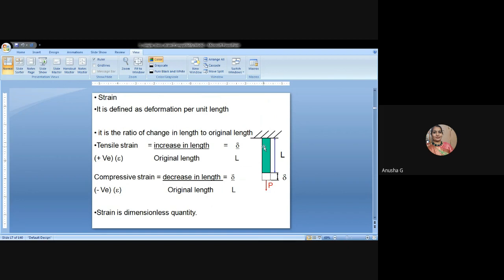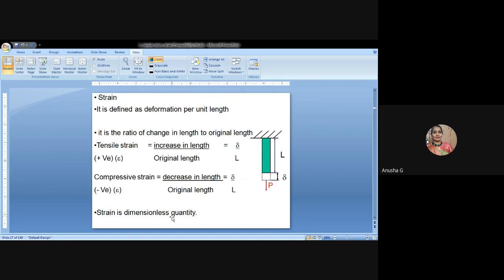If you are pulling the rod or object, it will show an increase of the length. The increase in length divided by the original length is the tensile strain. So you can observe tensile strain and compressive strain here. What is the definition of strain? It is nothing but change in length by original length.